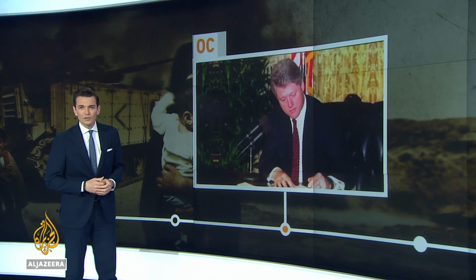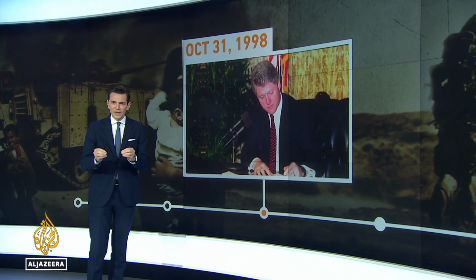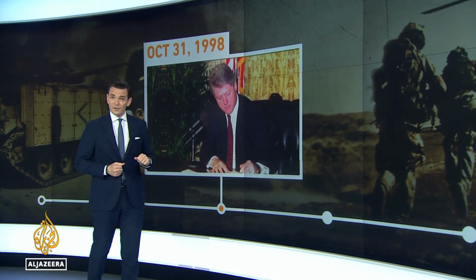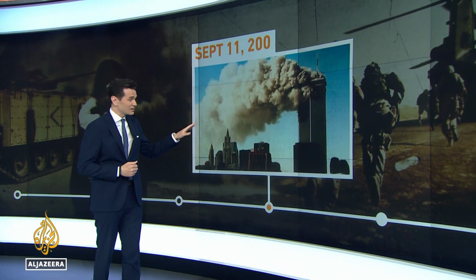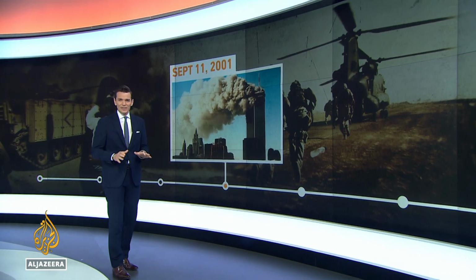In 1998, President Bill Clinton signs the Iraq Liberation Act. That makes removing Saddam Hussein's regime the official policy of the U.S. government. After the 9/11 attacks, Clinton's successor, George W. Bush, identifies Iraq as part of an axis of evil. That speech widely seen as laying the groundwork for American military action.